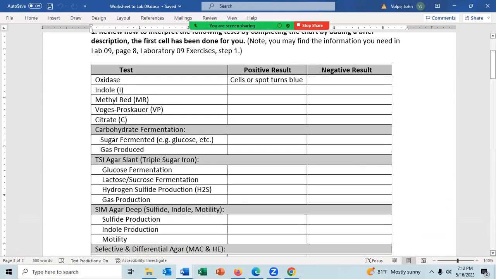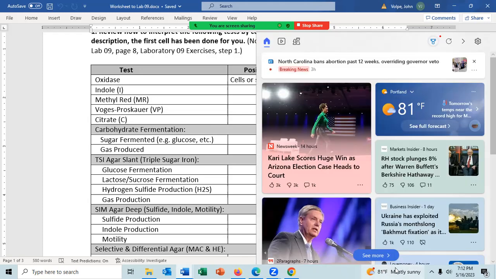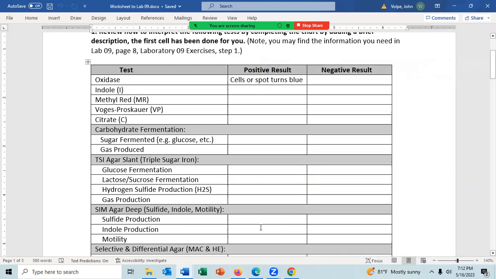So here's the worksheet. So you need to look at the tests in MicroBuzz for the tests that are not described in the lab module. And if you want, you can look at the tests that are on this table that are in the lab module. I mean, you can use MicroBuzz instead of the lab module if you wish. But the point is, you must use MicroBuzz for getting some of this information to fill in the table.